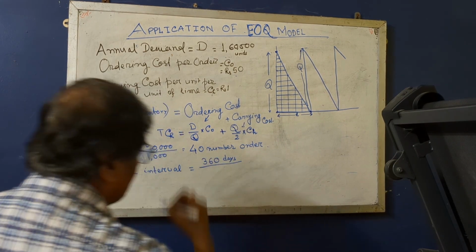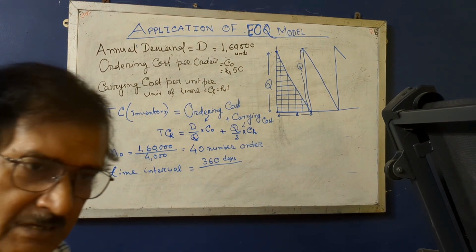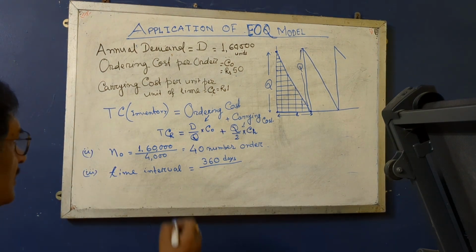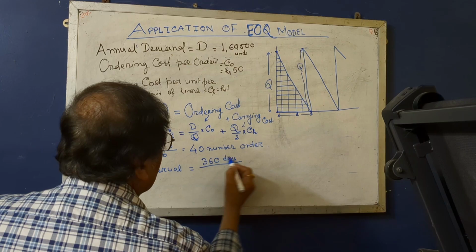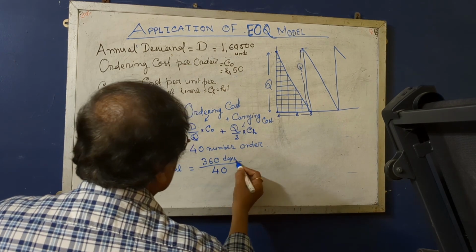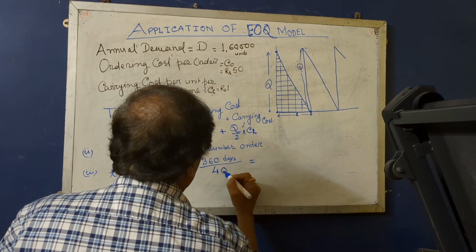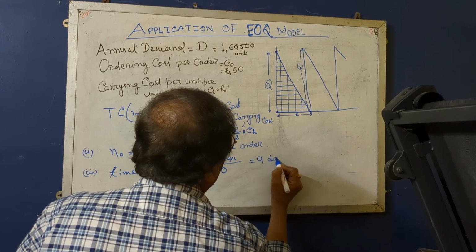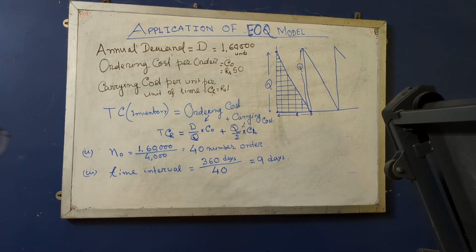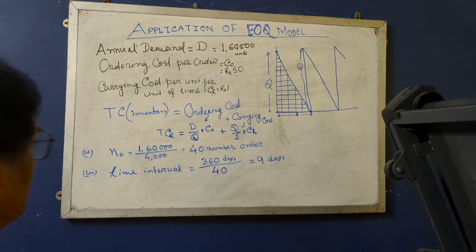It is given in the problem. You can also test by taking 365, and then the value will be slightly higher, but it is given as 360 days in a year. And we are ordering 40 times, against the demand of 360 production days. Then how many days? 9 days. That means the interval is 9 days. After every 9 days you have to place the order, and you have to place 40 orders to get the entire materials.